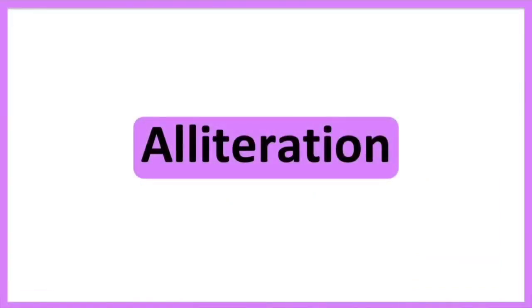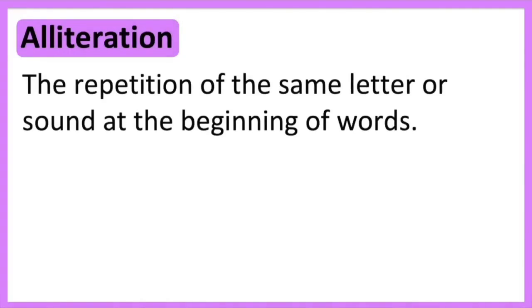Alliteration. Alliteration is the repetition of the same letter or sound at the beginning of words. Alliteration is used to make writing more interesting for the reader, usually in poems. It also creates rhythm and sets the mood. It's important to note that different repeated sounds will have a different effect on the reader.